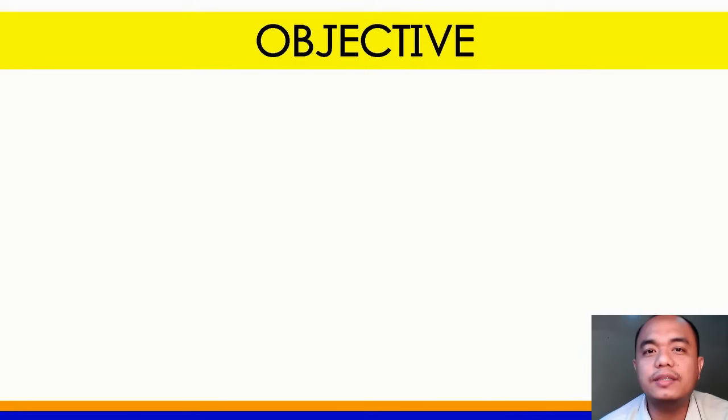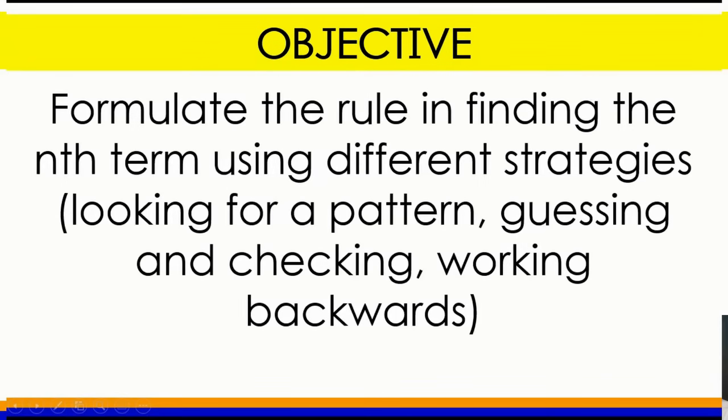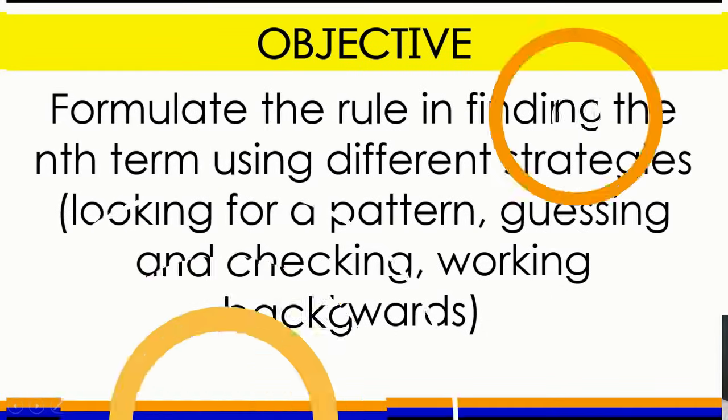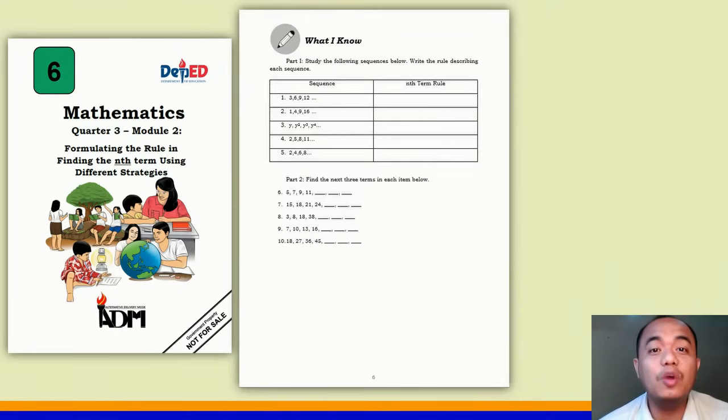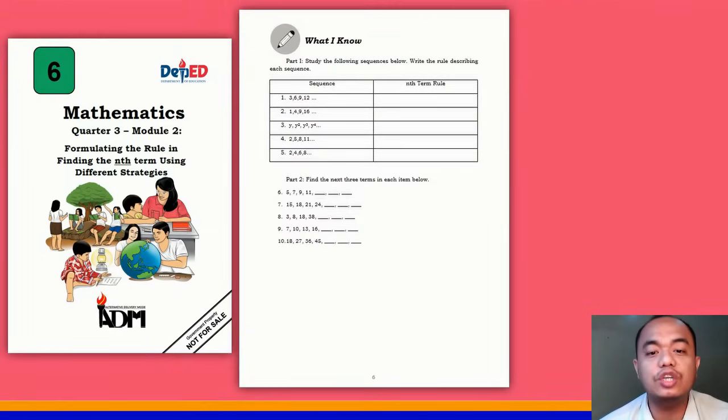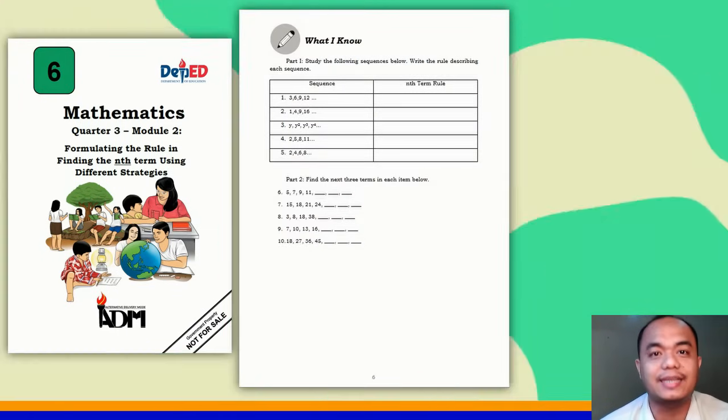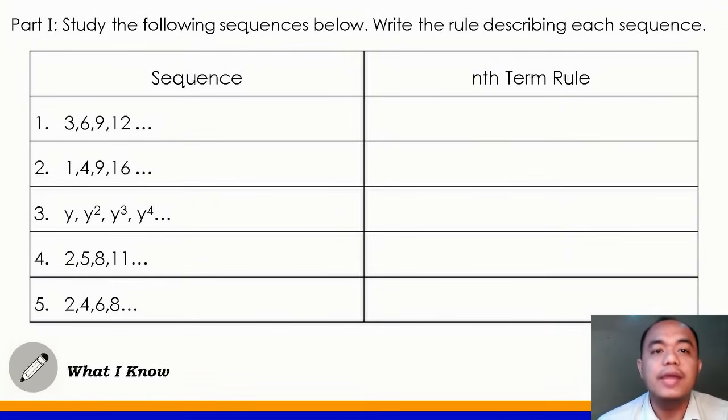Our first objective for the week is to formulate the rule in finding the nth term using different strategies such as looking for a pattern, guessing and checking, and working backwards. Let's answer first the What I Know part of your lesson 1, and this could be found on page 6. Direction: study the following sequences below. Write the rule describing each sequence.